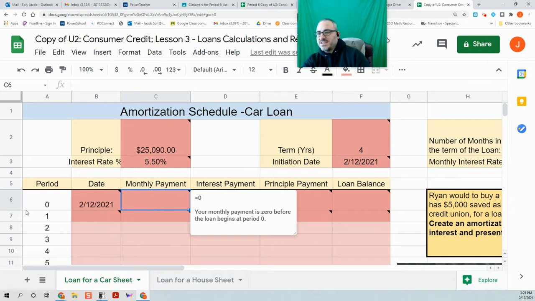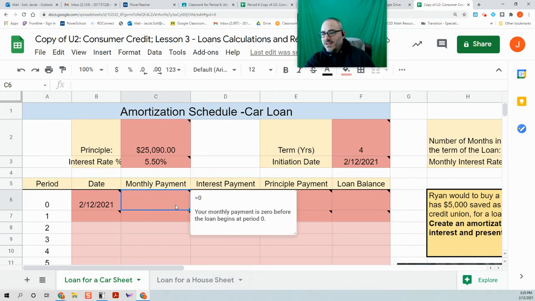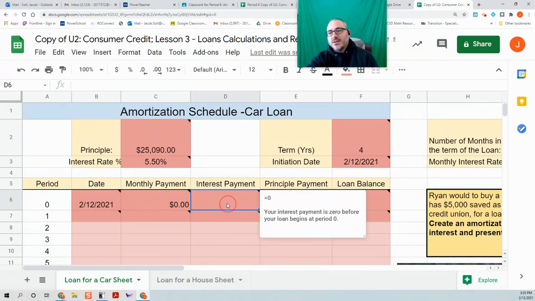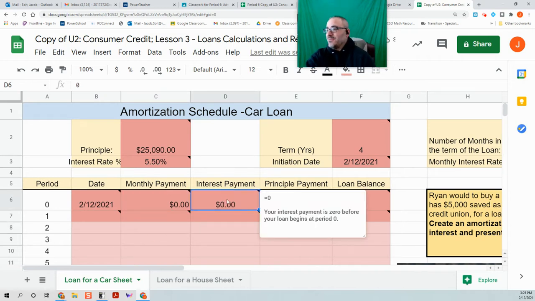The monthly payment, well, this is period 0. This is before we start making our first monthly payment. So in period 0, the monthly payment is going to be 0. I recommend just putting 0 in here. If the monthly payment is 0, that means the interest you've paid is 0, which means the principal you've paid is 0.